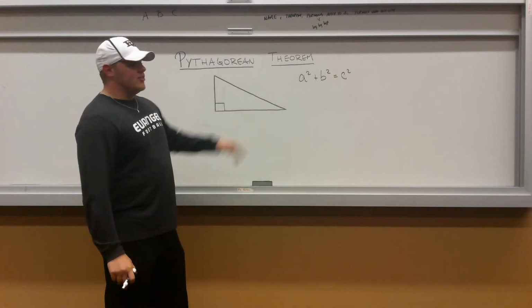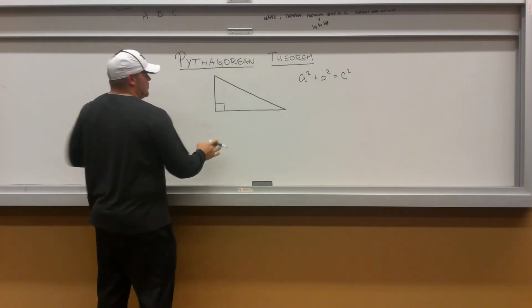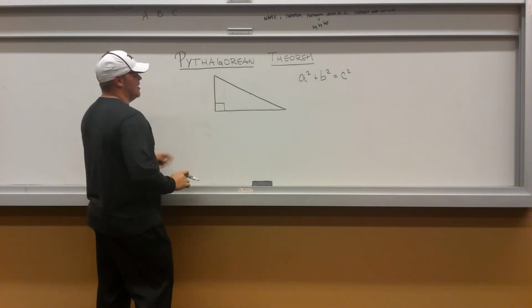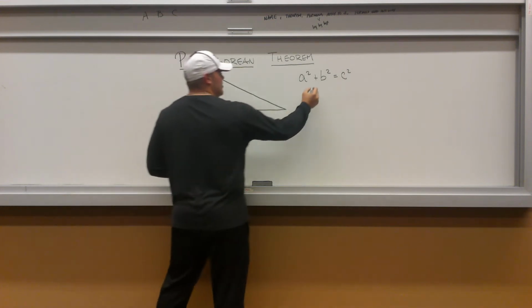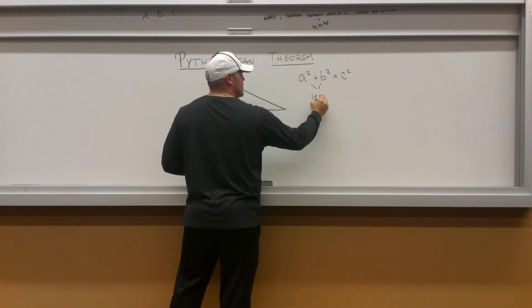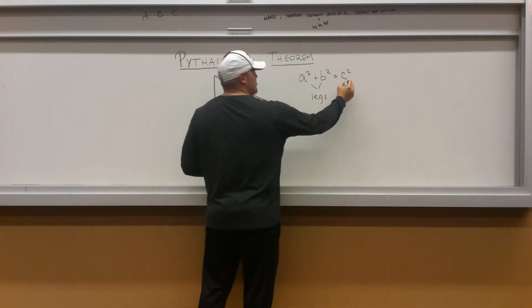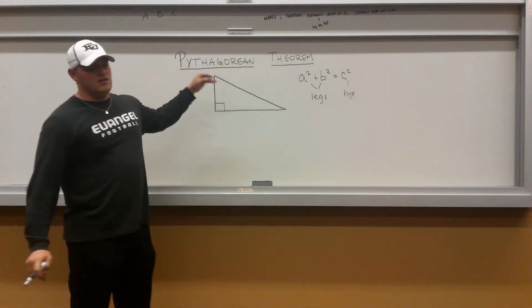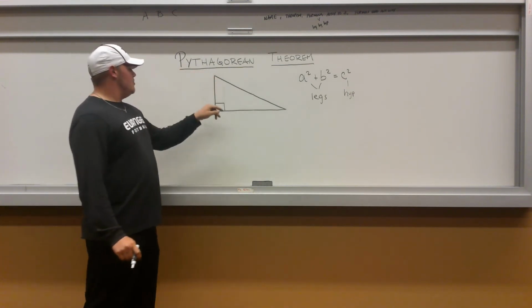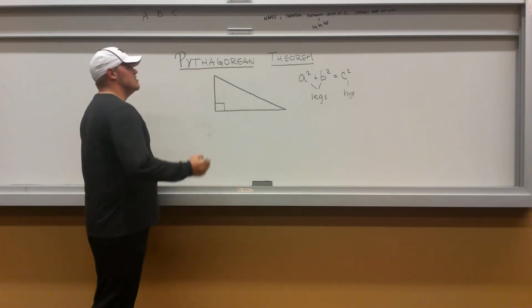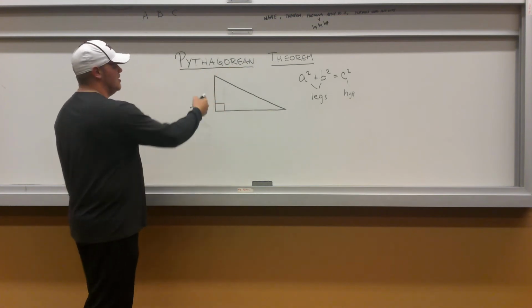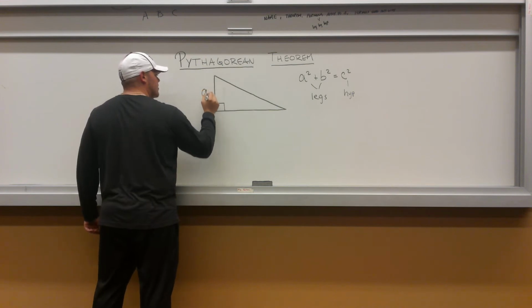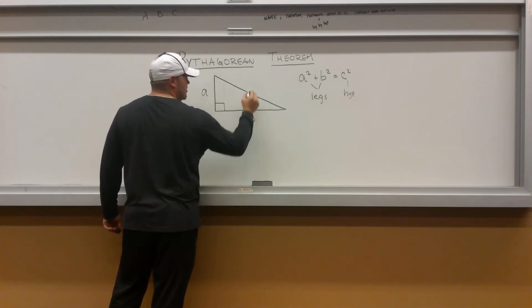Now your a and your b are going to be your legs of a triangle, which are the two sides that are perpendicular and also have a right angle with them. So these would be your legs, and your c would be your hypotenuse. The hypotenuse is always the longest side and always opposite of the right angle. So if I was to apply this formula to this triangle just with the letters, this would be A, this would be B, and this would be C.